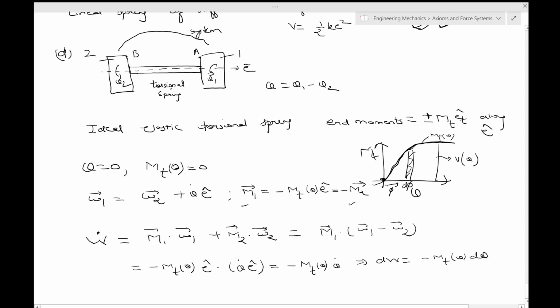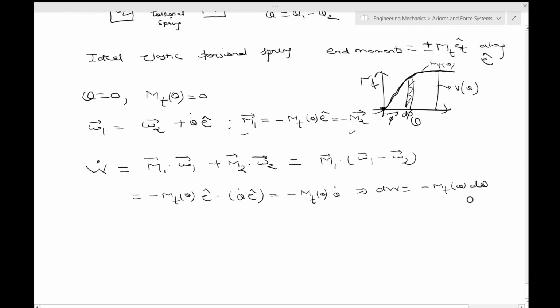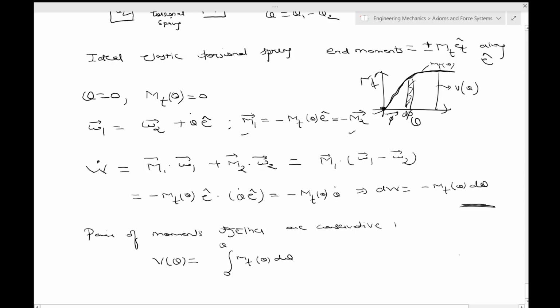Okay. So because this work done, once you integrate it from say theta 1 to theta 2, will only depend on the angular rotation of the spring, hence you can say that the pair of moments together are conservative. Okay, so the potential energy in this case, V of theta, equation (2.90).